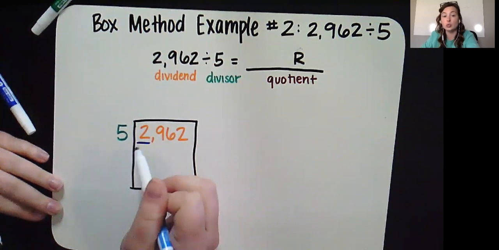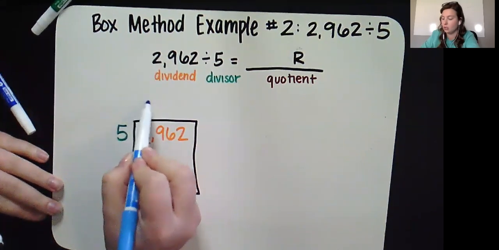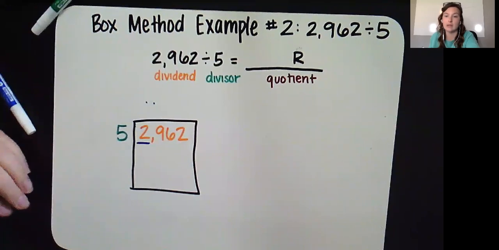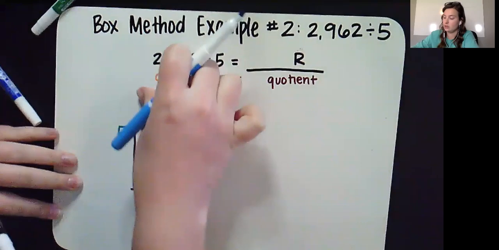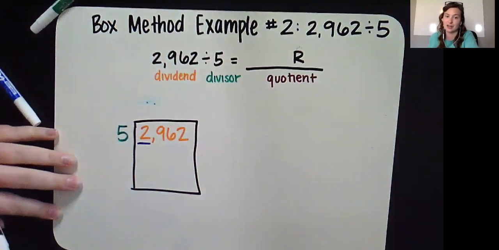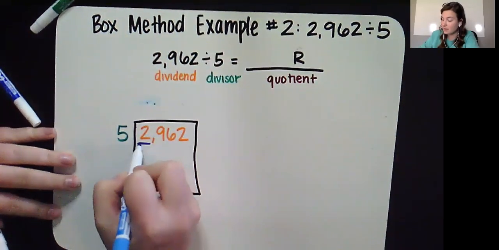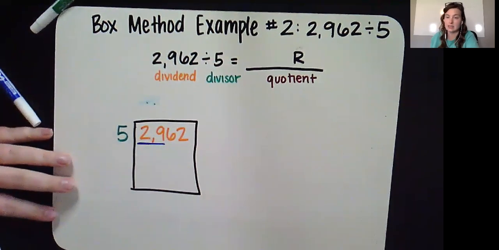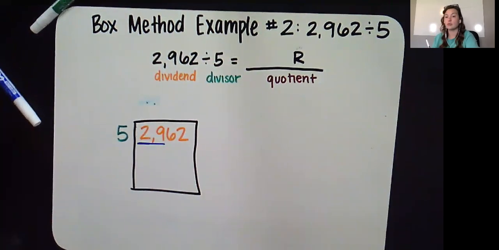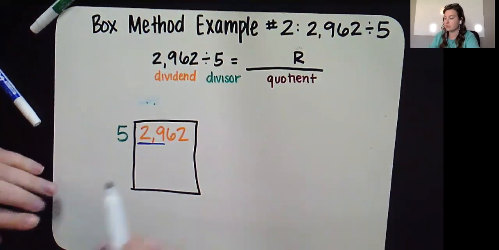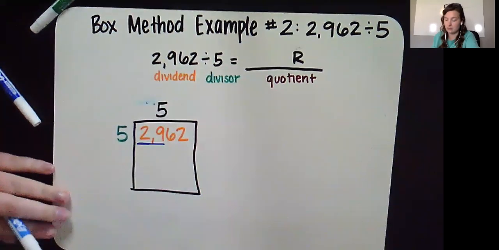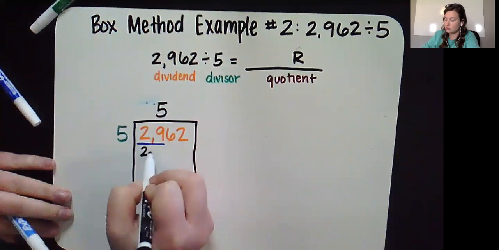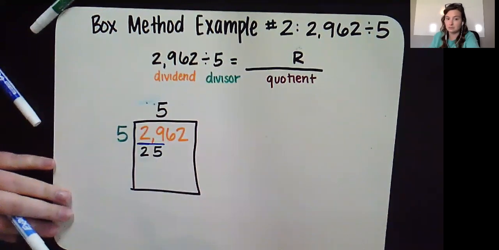If I have two dots, 1, 2, how many groups of 5 can I make? None. Oh no, I chose a color that won't erase. Sorry, that's going to be kind of ugly. What about if I have 29 dots? If I have 29 dots, how many groups of 5 could I make without going over? I could make 5 groups of 5, which would be 25 dots.